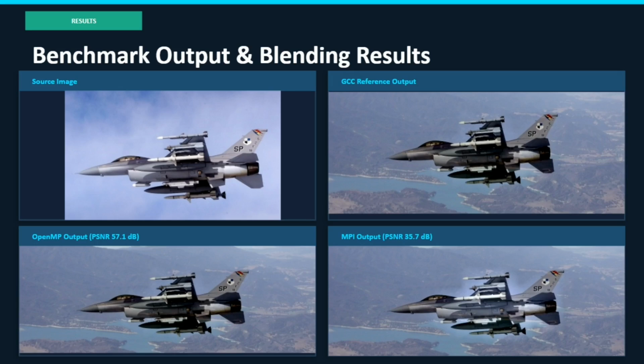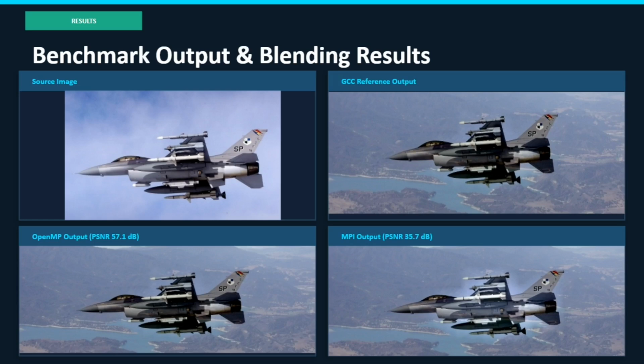Now at last we have the benchmarking. On the top left we can see the source image, and on the top right we can see the GCC reference output. And on the bottom left we can see the OpenMP output, and the bottom right we can see the MPI output. The most interesting comparison is the GCC versus MPI.